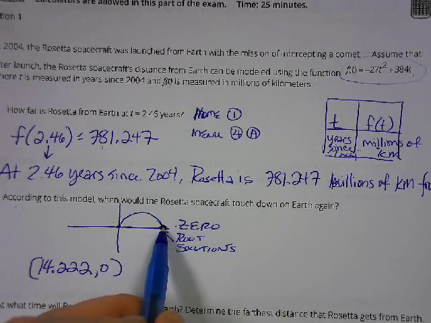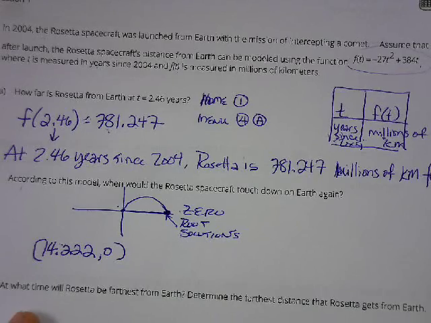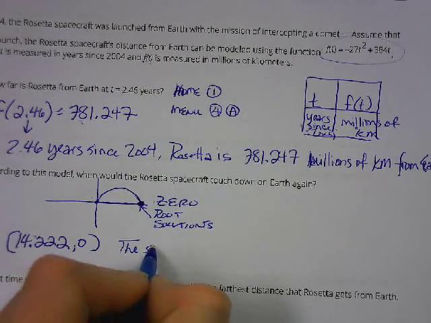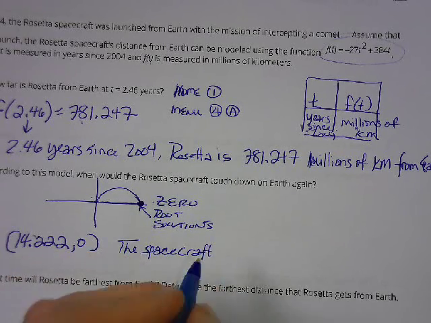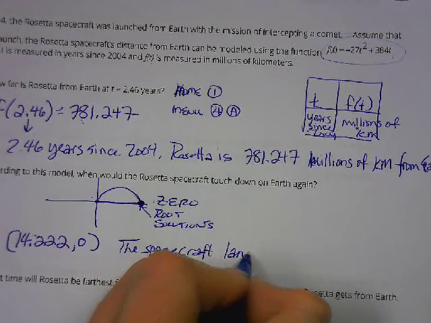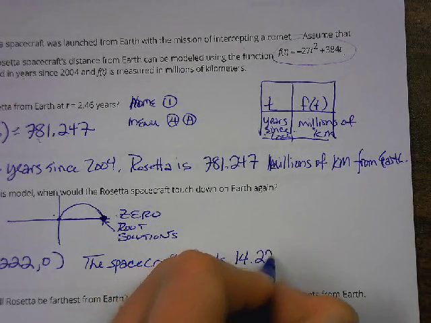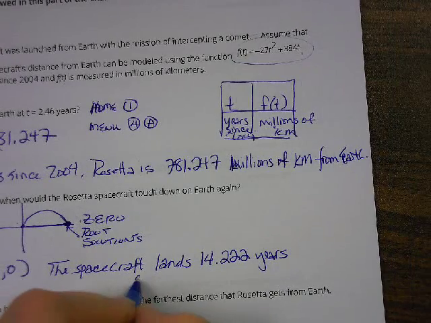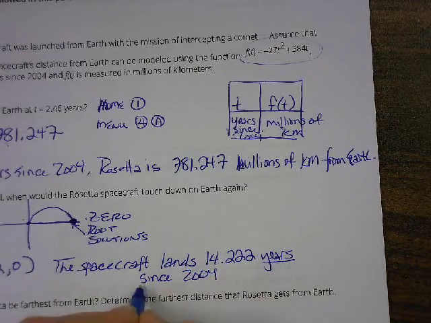So we're going to write our sentence over here. The spacecraft lands 14.222 years since 2004. And years since 2004 is just from our x variable over here.